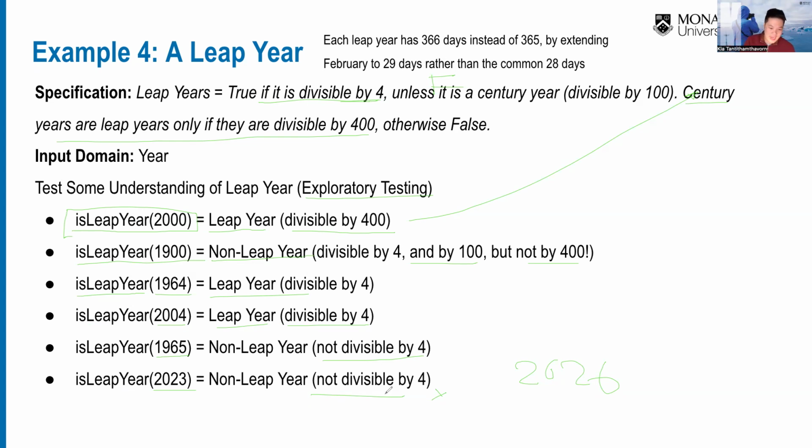What about 2028? Yes. Okay. All right. Good. Very good. Okay. So everyone has a clear understanding. Sometimes we can use the domain, use exploratory testing to gain a better understanding of the domain knowledge here. All right, everyone understands what a leap year is.